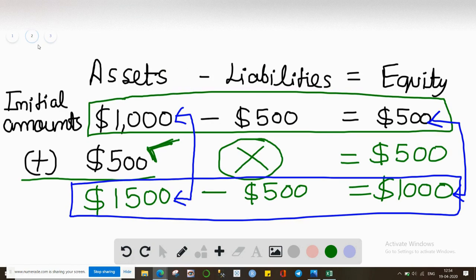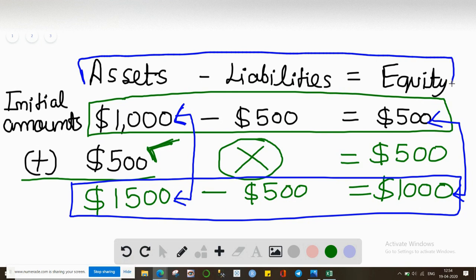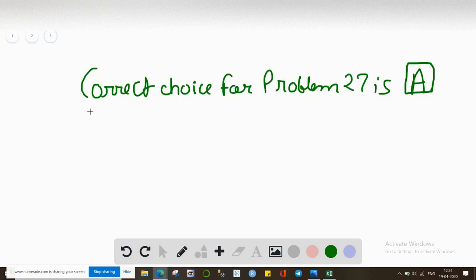You can derive the solution by forming the basic accounting equation, because without forming the equation you will not reach anywhere. So that's all for the current solution. Thank you.